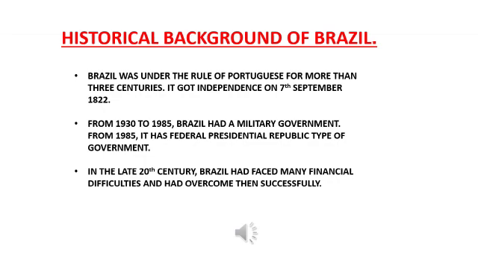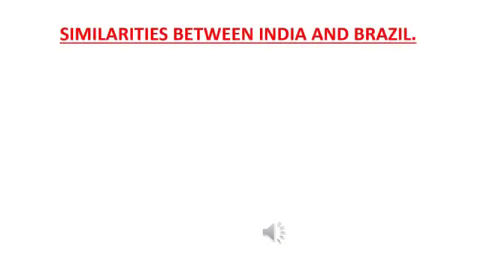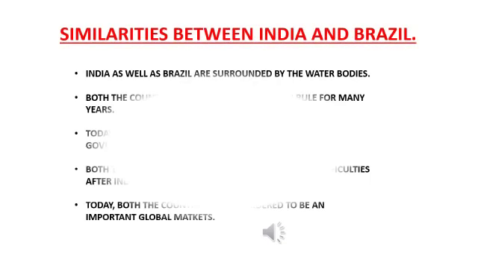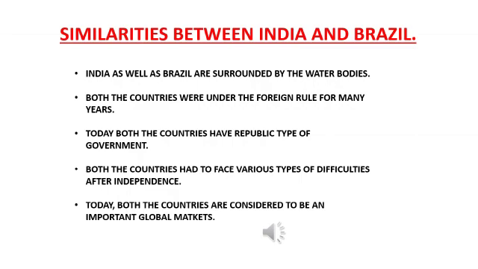In the next slide, we are going to discuss the similarities shared by both these nations. As we have finished with the historical background of India and of Brazil, now we are going to discuss the similarities between India and Brazil. The first similarity is that India as well as Brazil are surrounded by water bodies, on three sides and on one side.